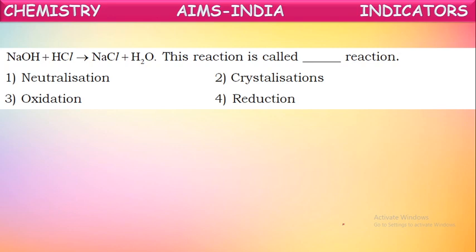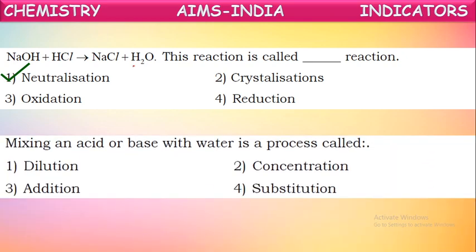Next, sodium hydroxide plus hydrochloric acid gives sodium chloride and water. What is this reaction called? See what is happening in this reaction. A base, sodium hydroxide, reacts with an acid, hydrochloric acid, forming a salt, sodium chloride, and water. This kind of reaction, in which a base and an acid react together to form a salt and water as products, is called a neutralization reaction. It is a neutralization reaction.